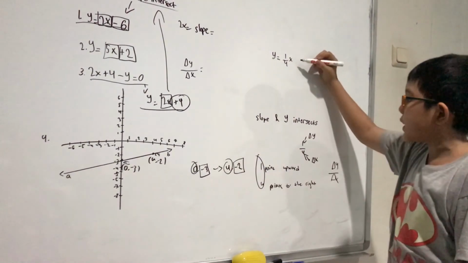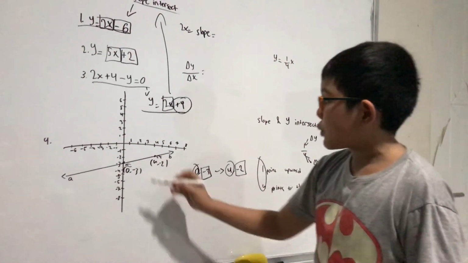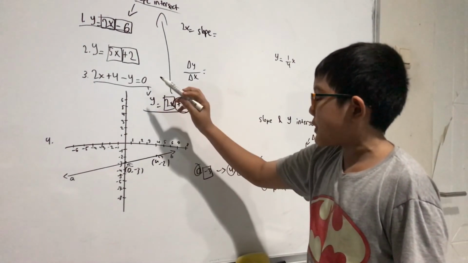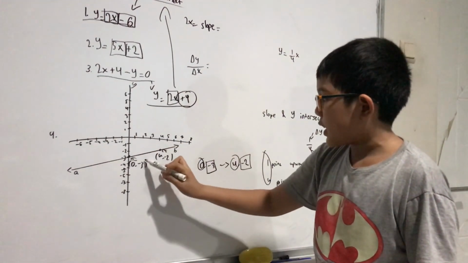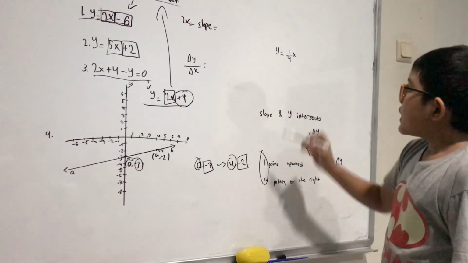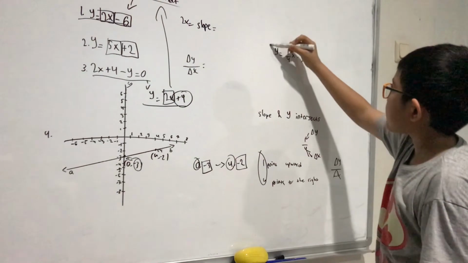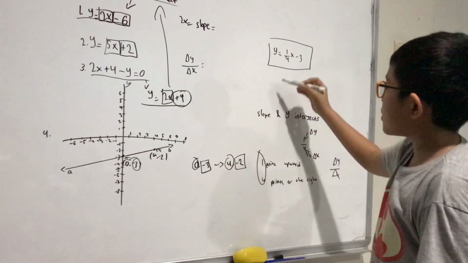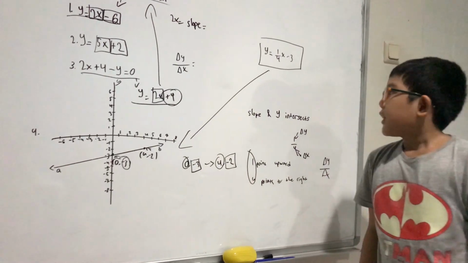And then we have to find the y-intercept. So for the y-intercept, we just have to look at the line. At what point does it intersect on the y-coordinate? And it is currently at -3, which is already stated on the line. So it's going to be y is equal to 1/4 x minus 3. So this is going to be the equation for this graph. And we are done.